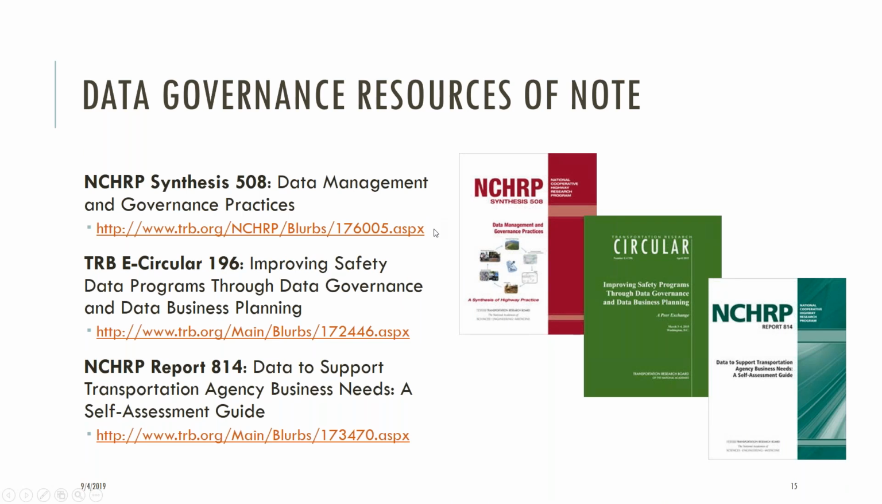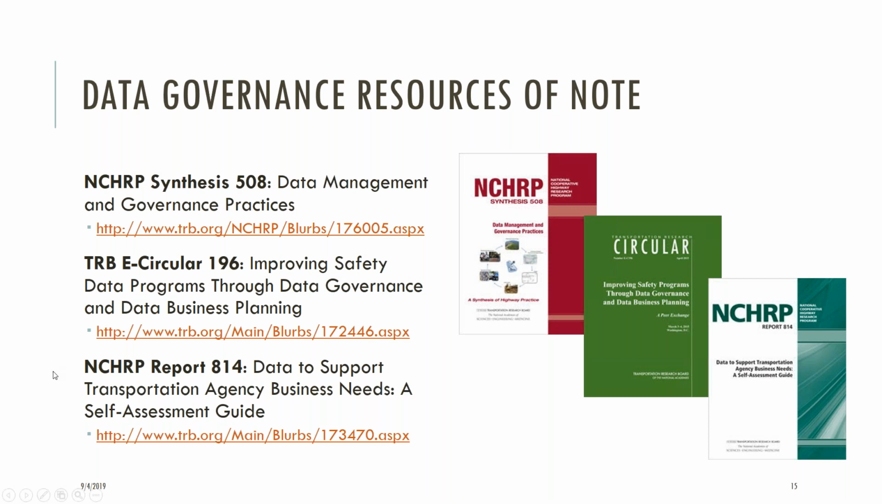These three here are from NCHRP and TRB. These are reports and projects that have been done over the last 4 or 5 years or so. The first one is the NCHRP Synthesis 508 report, which is on data management and governance practices. And that's a link if you want to get more information on that one. The other report is a TRB eCircular, TRB eCircular 196, Improving Safety Data Programs through Data Governance and Data Business Planning.